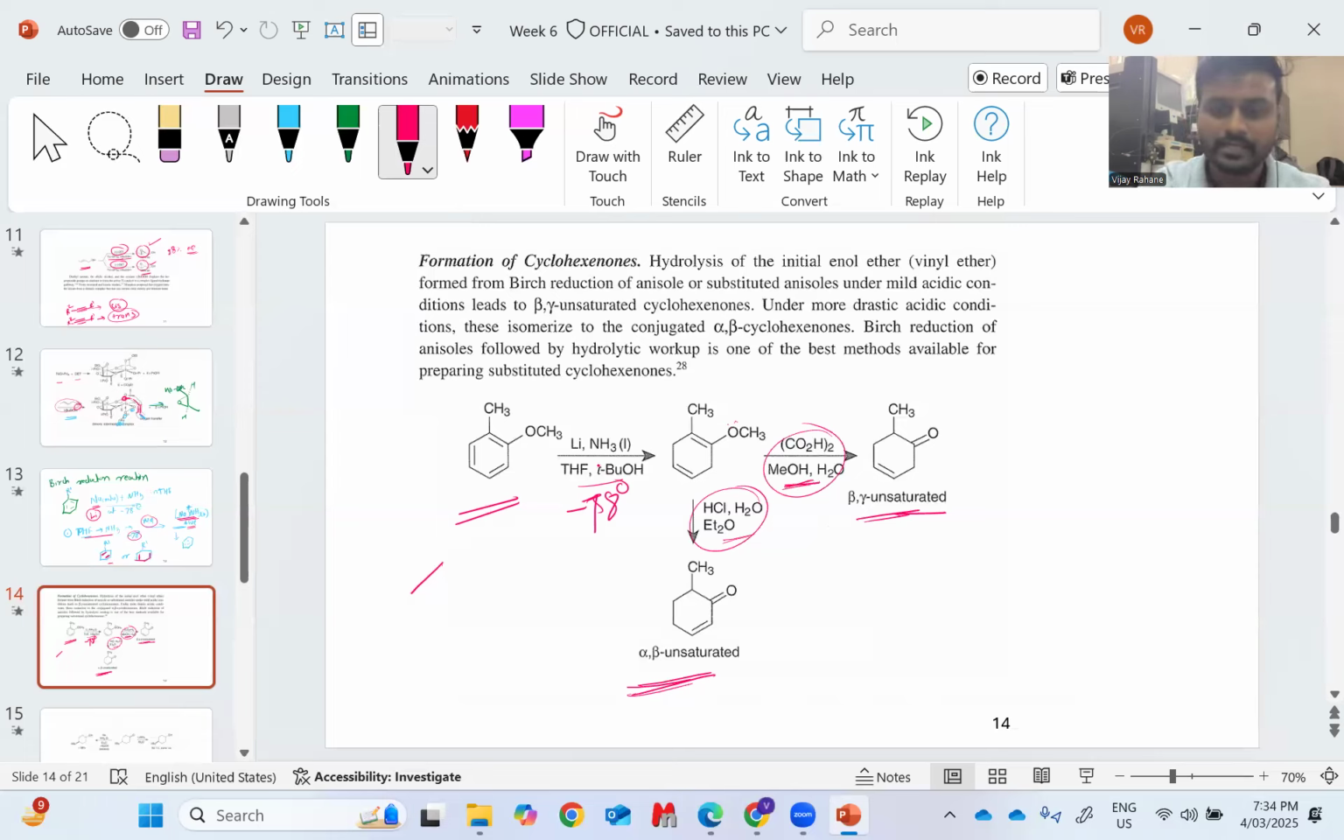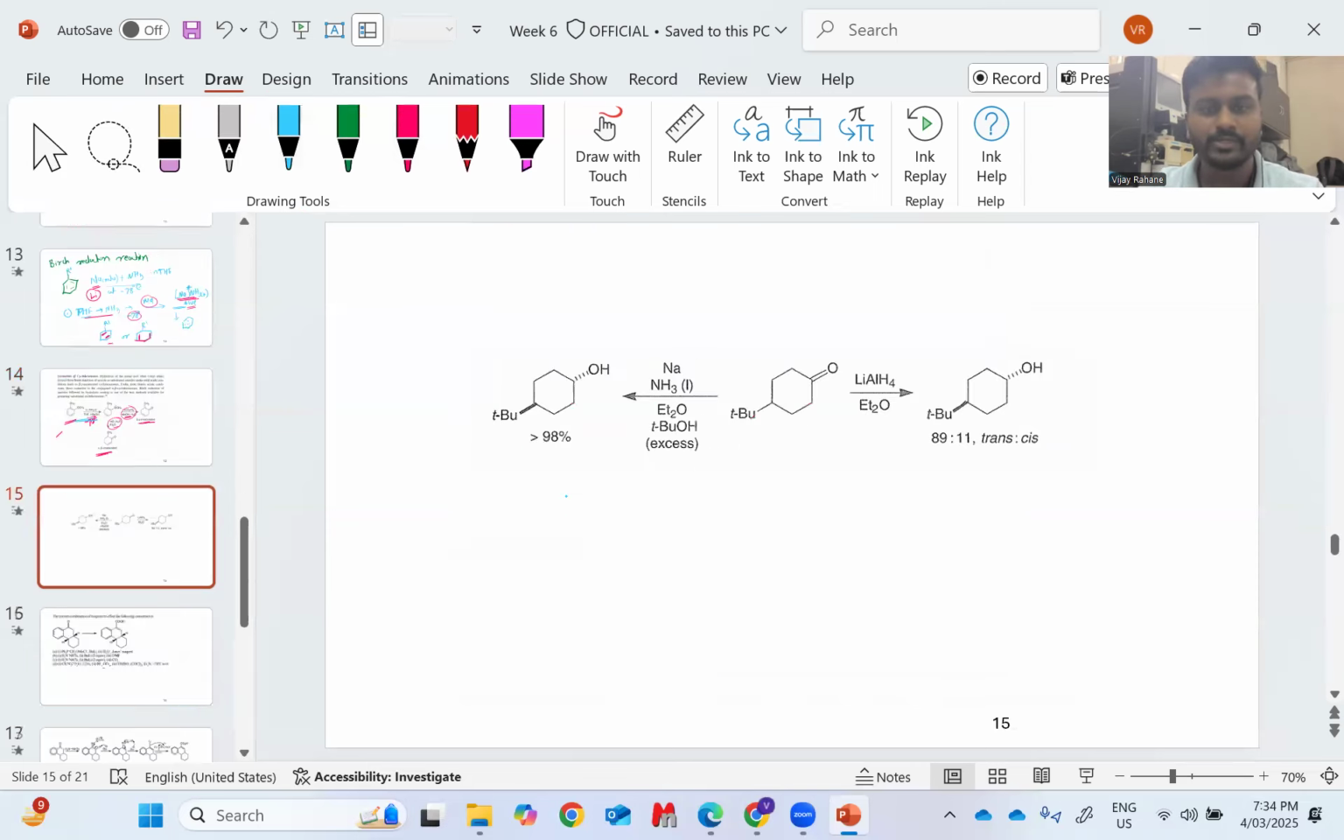So these are some reagents or the metal based reductions that we are looking for in this reaction. So this is the Birch reduction reaction, and you can see how the product is getting formed by using this lithium in liquid ammonia.